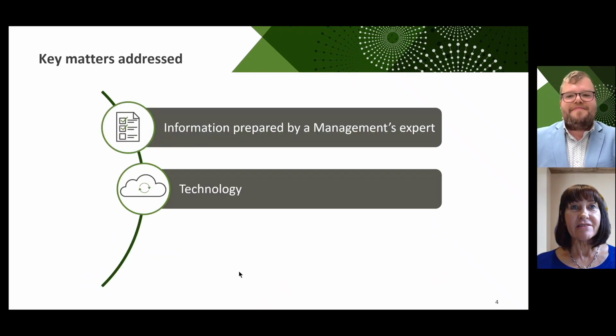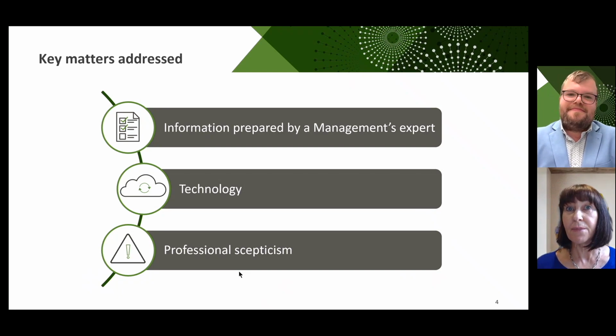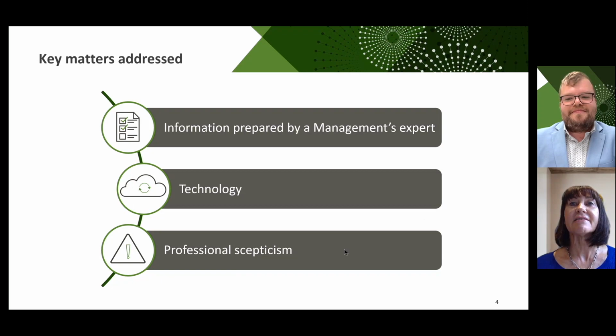Now, the standard also clarifies the auditor's responsibilities when using information prepared by a management expert. And there's new terminology around the use of technology. There are now references to, for example, automation bias and the use of automated tools and techniques. And throughout the standard, emphasizing the role of professional skepticism in regard to audit evidence.